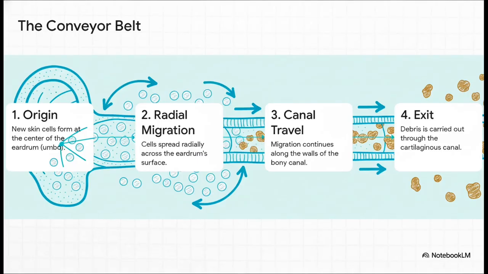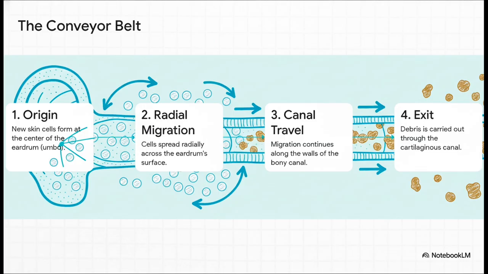So let's follow this conveyor belt in action. It all starts right at the center of the eardrum, at the umbo, where new skin cells are born. From there, they start migrating outward, radially, across the entire surface of the eardrum. Then, they make the turn into the canal and just keep on marching along the walls, pushing everything, old wax, trapped debris, out of the ear.